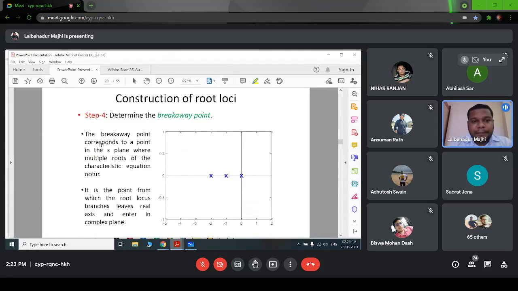So the breakaway point corresponds to a point in the S plane where multiple roots of the characteristic equation occur, right? Remember, the breakaway point will always be in between two poles.